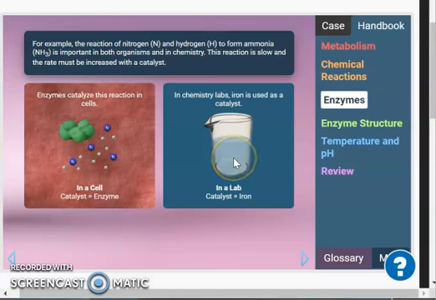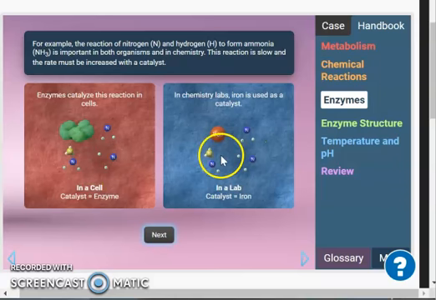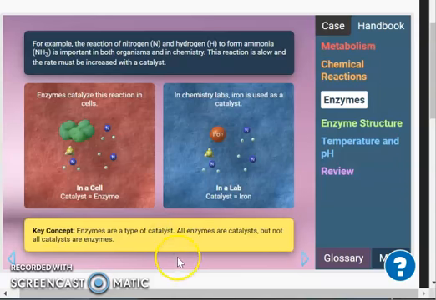In chemistry labs, iron is used as the catalyst. In a lab, the catalyst is iron. Let's catalyze these reactions. They both made ammonia. Enzymes are a type of catalyst. All enzymes are catalysts, but not all catalysts are enzymes.